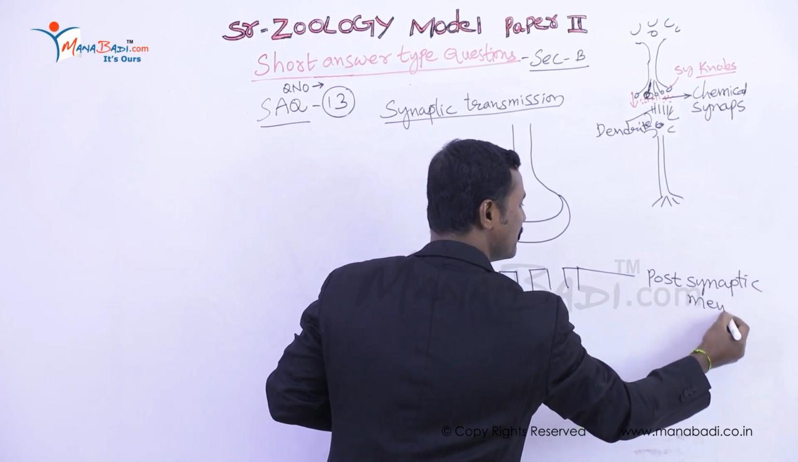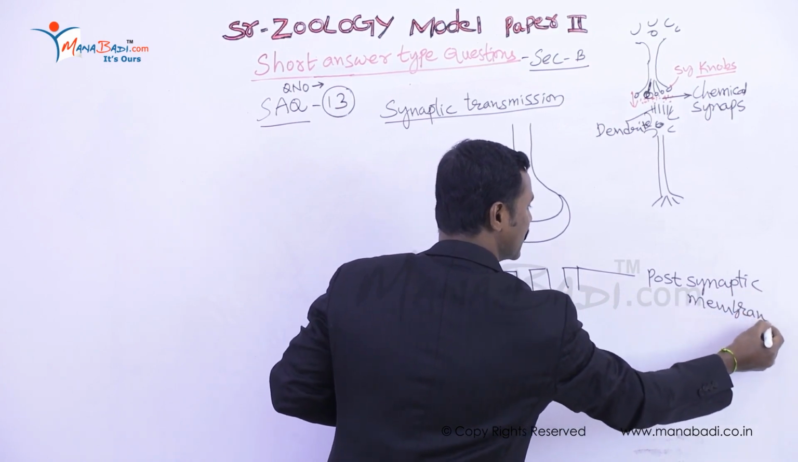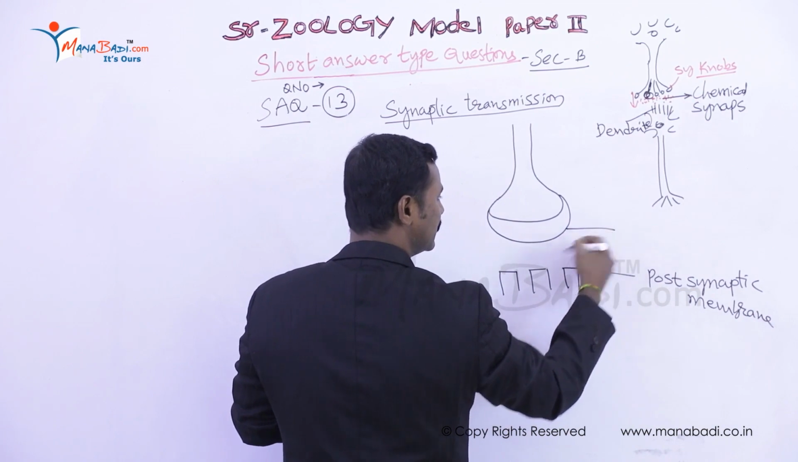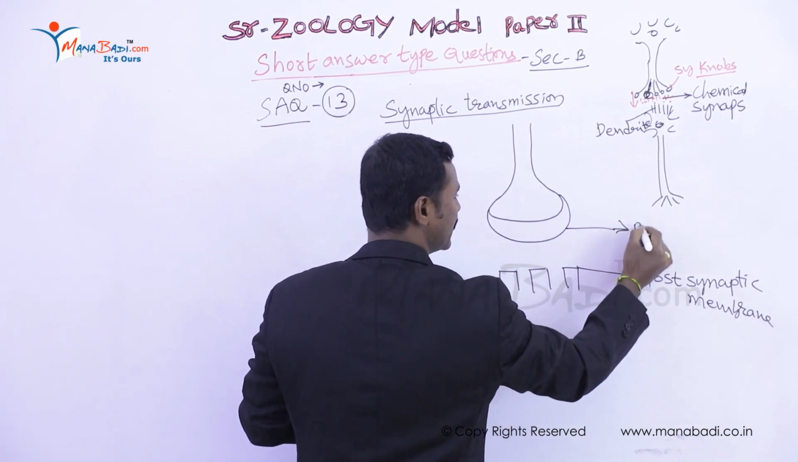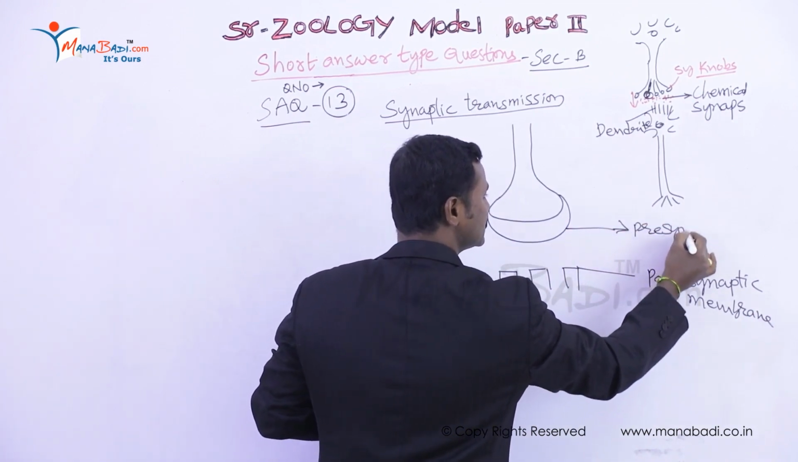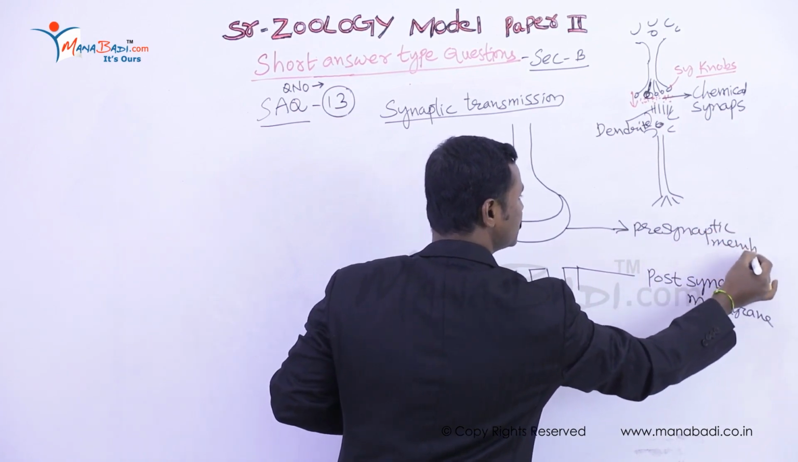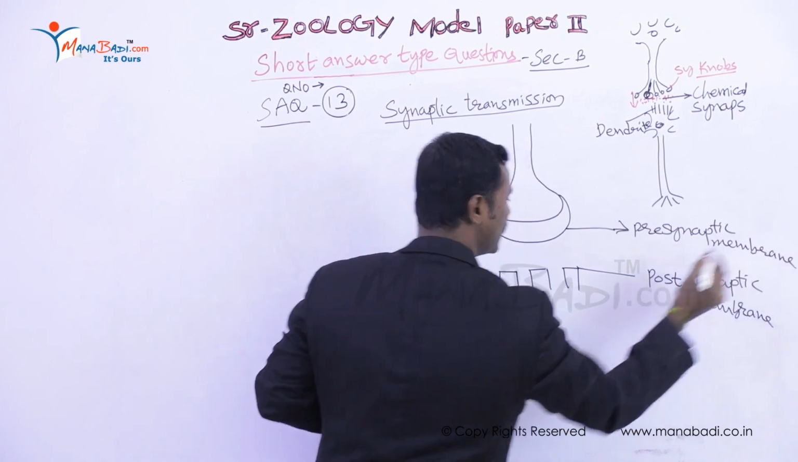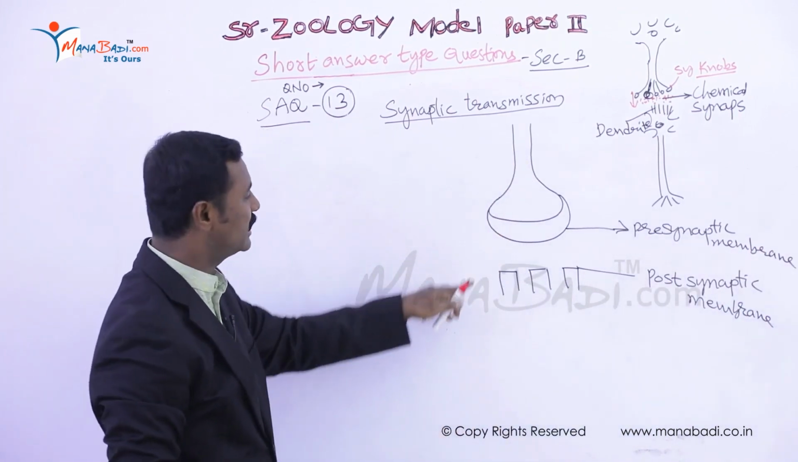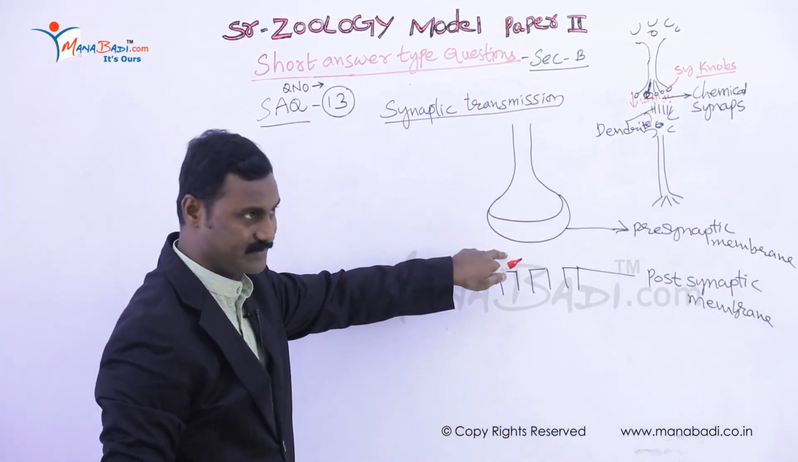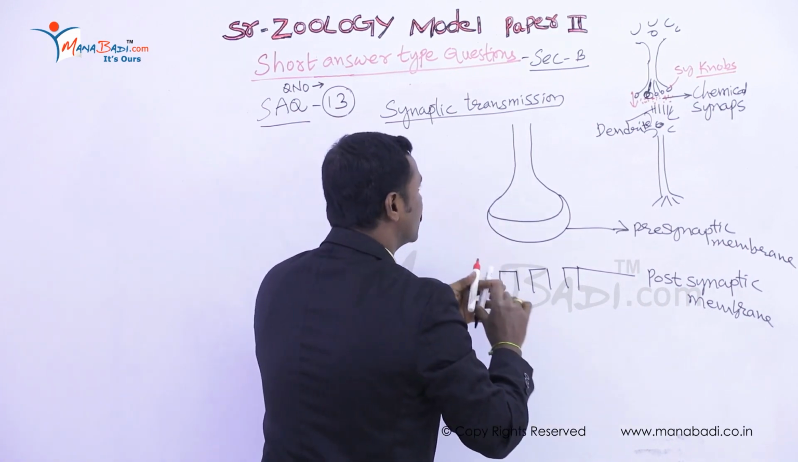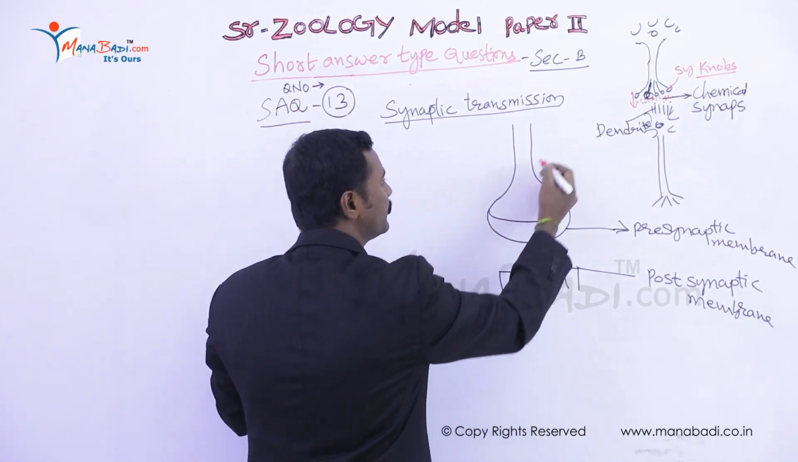Postsynaptic membrane. And what is this particularly? Presynaptic membrane. So between the postsynaptic membrane and the presynaptic membrane there will be a gap. Okay, so here we will see now what happens.